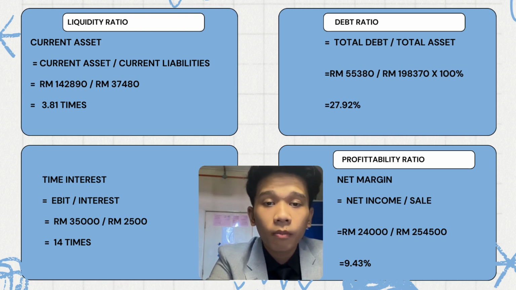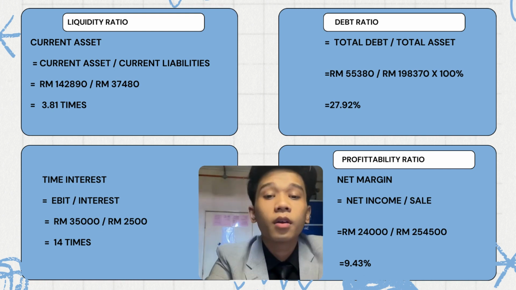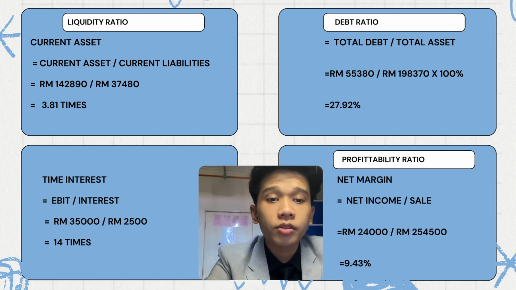So RM55,380 divided by RM19,837 times 100%. Then we got the answer of 27.92%. Then we calculate the times interest earned. The formula is EBIT divided by interest.